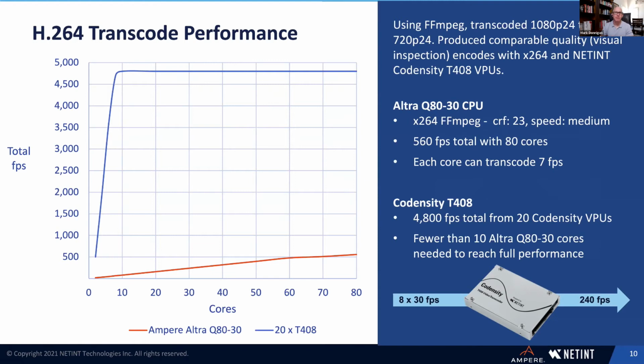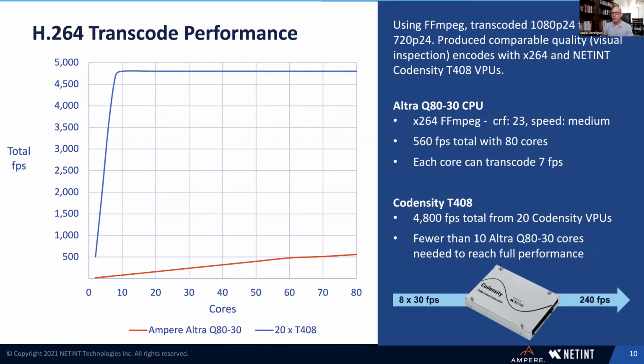So it's about 7 frames per second that each core is able to transcode with these settings. And that's just running X264, 100% CPU. Now, when we activate the T408s, well, the number skyrockets. 4,800 frames per second, almost 5,000. And what's super incredible here is that fewer than 10 are needed. So just a little more than, I guess, about 15% of the server is required to reach full performance.